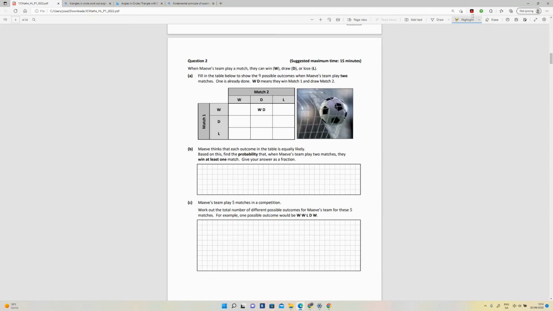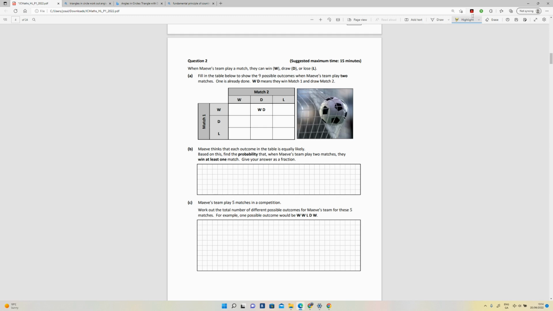Okay, question 2. So it's a question which is looking at probability and counting outcomes, so fundamental principles of counting. Okay, so when Maeve's team play a match, they can win, draw, or lose. So there's 3 outcomes there. Fill in the table below to show the 9 possible outcomes when Maeve's team play 2 matches.